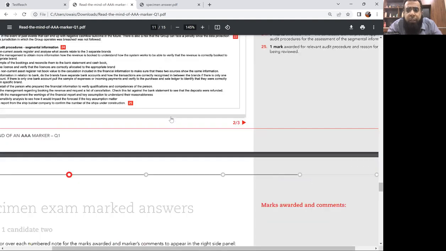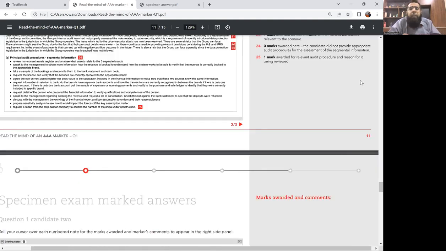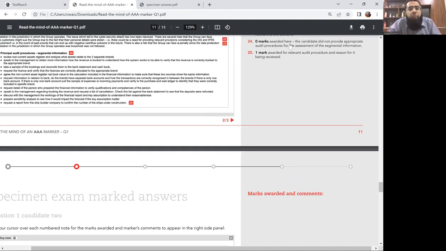0 marks awarded here. The candidate did not provide appropriate audit procedures for the assessment of segmental information. His audit procedures were simply general. He didn't read the question instruction clearly, that he has to focus the procedures on segmental information only.